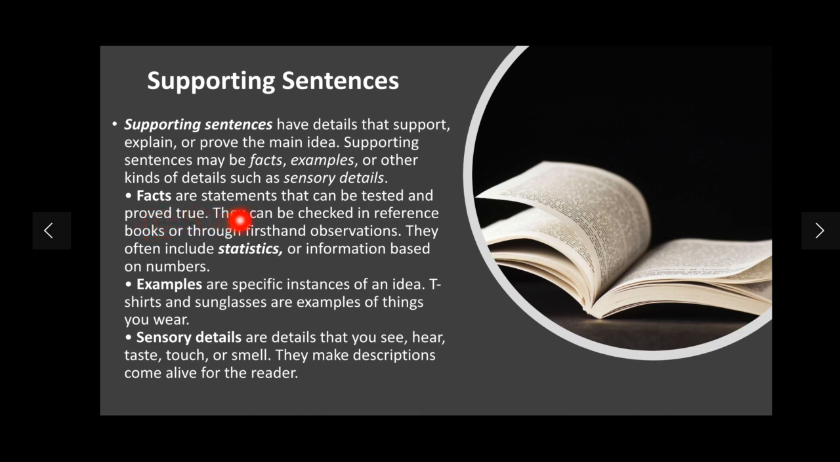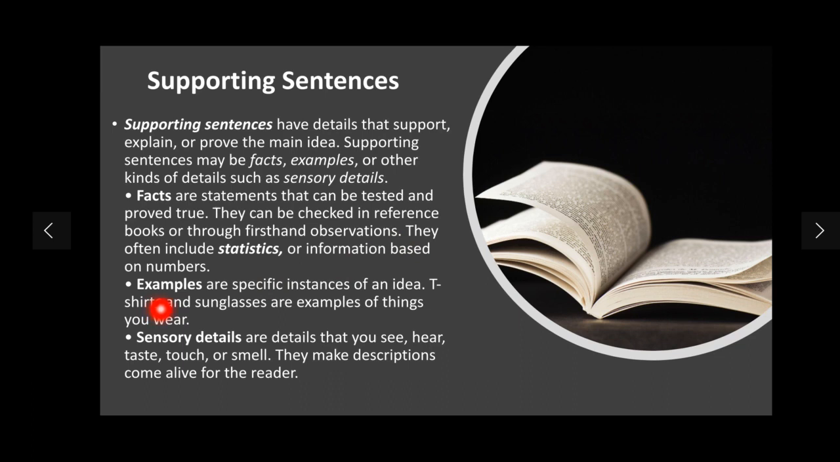Facts are statements that can be tested and proved true. If facts are given about the main idea, they can be checked in references, books, or through first-hand observation. They often include statistics or information based on numbers. So that's about facts. If you want to check the facts, you can check a reference book, or you can research, or you can do observation.